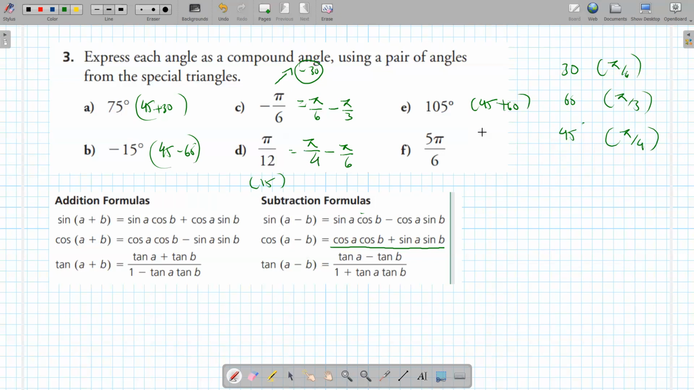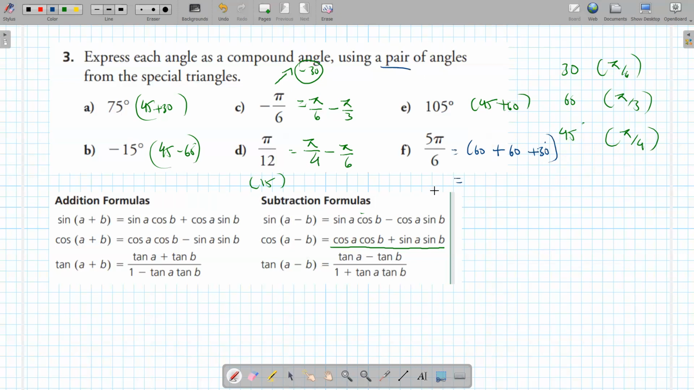150. You can't really get 150 from those three alone, right? Yeah, there's no way to get 150 from those three alone. Or is there? What if we do this? 60 plus 60 is 120, plus 30. So that will do it, right? But it says a pair, and we have 3 over there, so I don't think that's a pair.